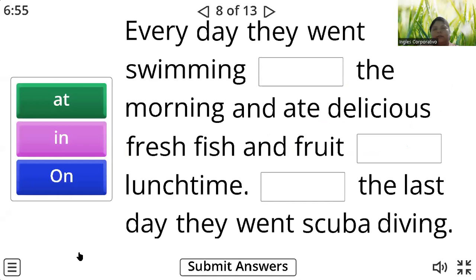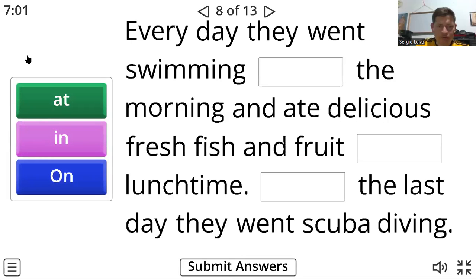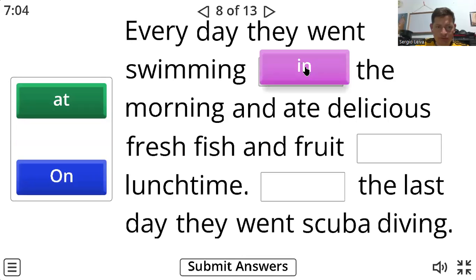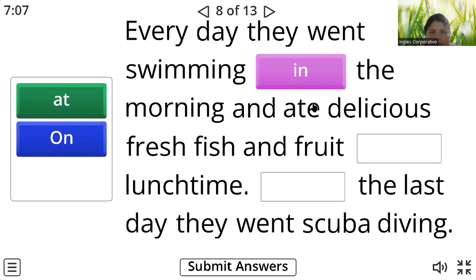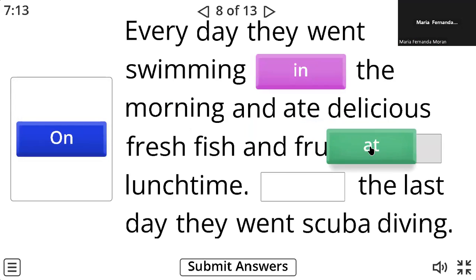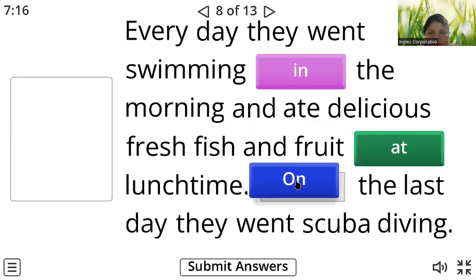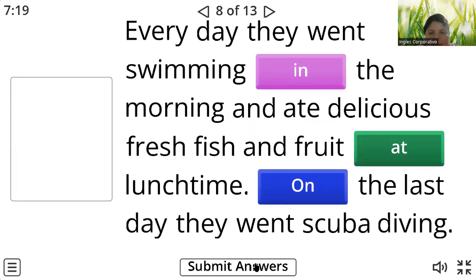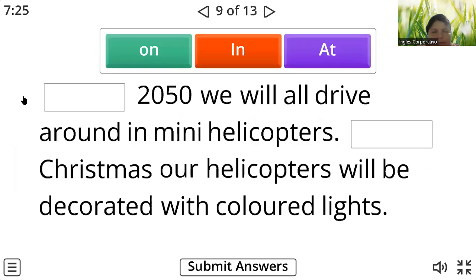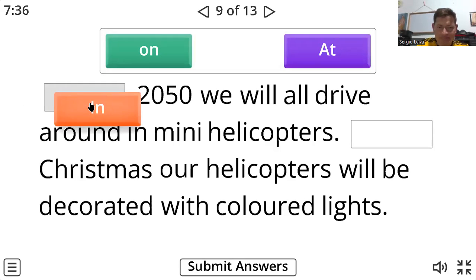Okay, volunteer. How about that one? In the morning. Mm-hmm. And a delicious fresh fish. Me comieron pescado fresco. At lunchtime. On the last day, they went scuba diving. Okay. In. Okay, good. Ya casi.